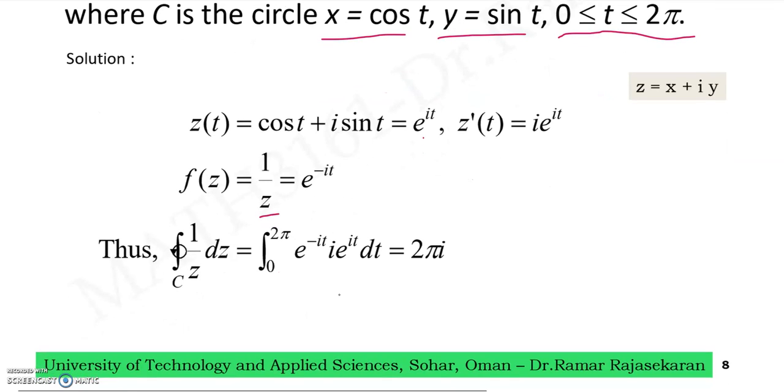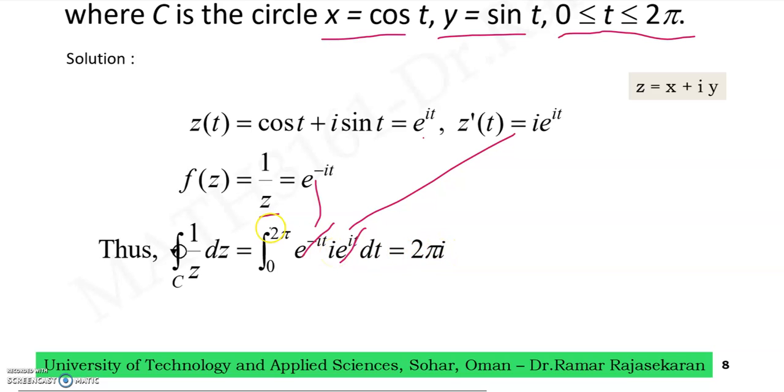Now we have everything: the function in terms of t, then the derivative, and the limits also. So now substitute everything here, so that the integral of 1 over z dz is equal to, for the given limit, the function, then the derivative, then dt. Now e power it and e power minus it will be cancelled, because one is negative and the other is positive. So e power minus it and e power plus it cancel.